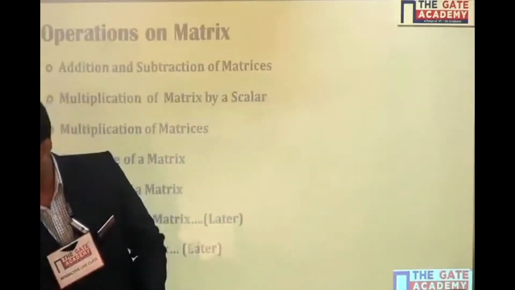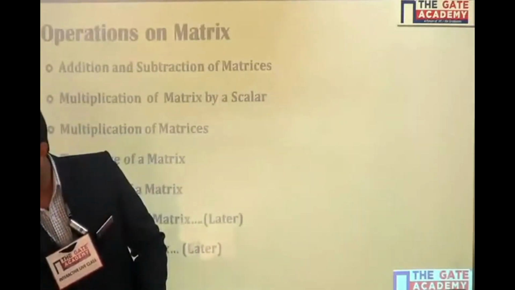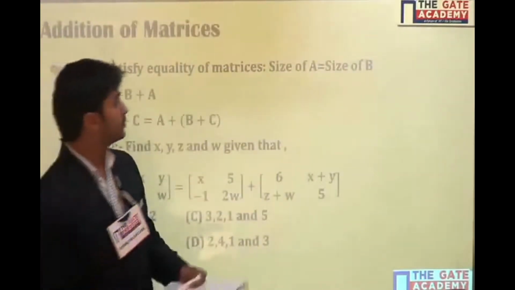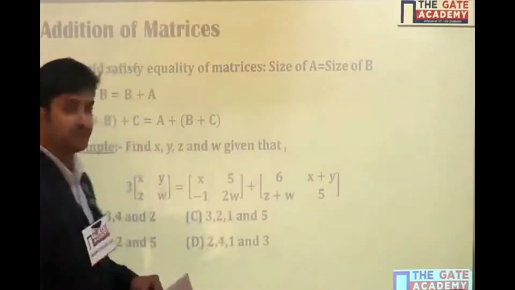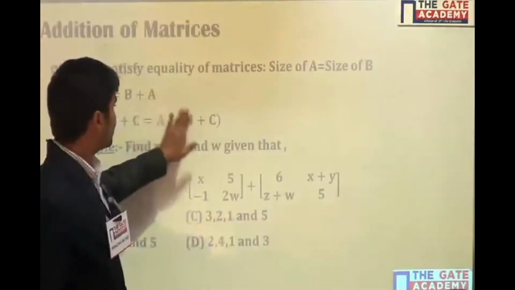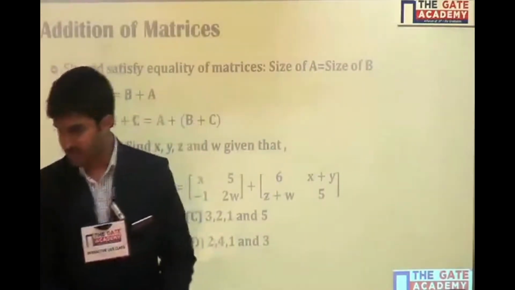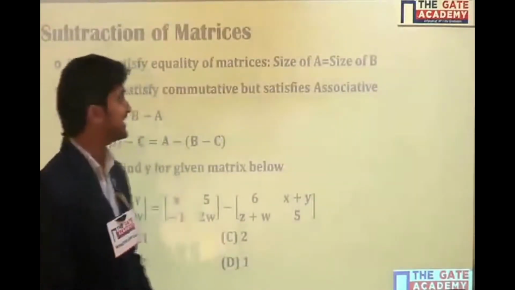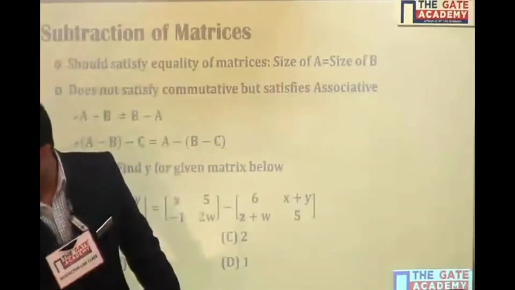First of all, we'll start with the operation of matrices. We have learned about addition and subtraction of matrices. So this is about addition of matrices. Yesterday I told that addition of matrices satisfies the commutative property and associative property, whereas subtraction of matrices does not satisfy the commutative property but satisfies the associative property.